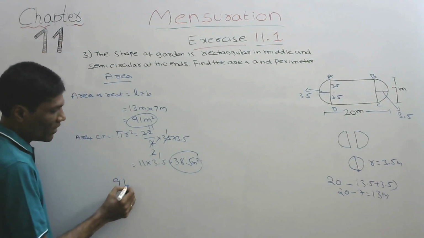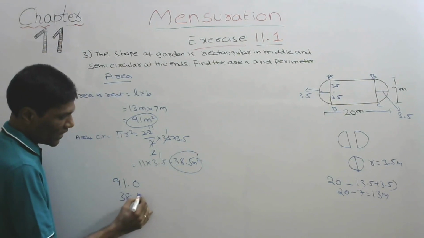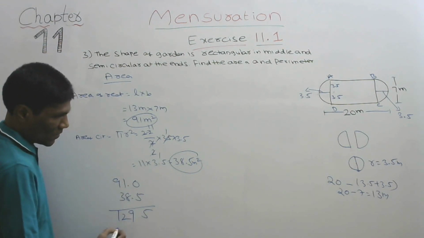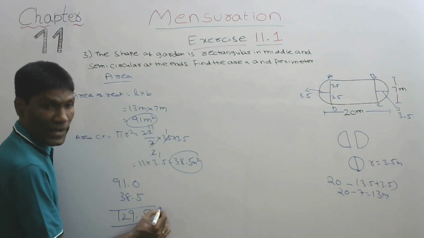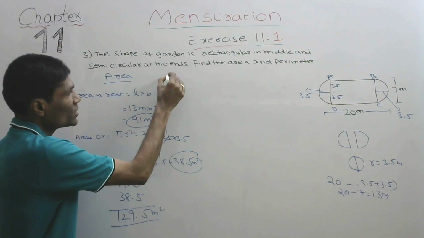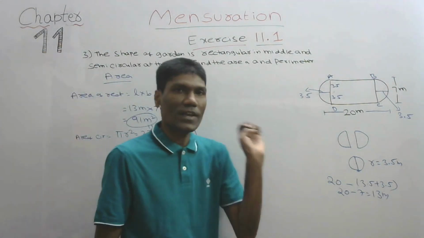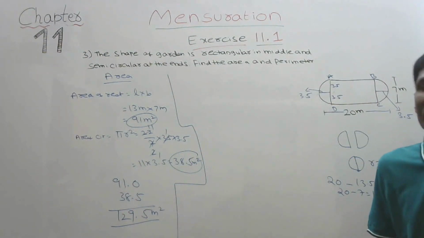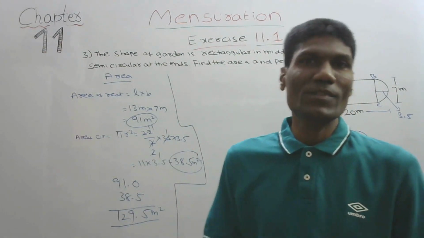So 91.0 and 38.5 is 129.5 meters square. So the area of this figure is 129.5 meters square. This is how we found the area.